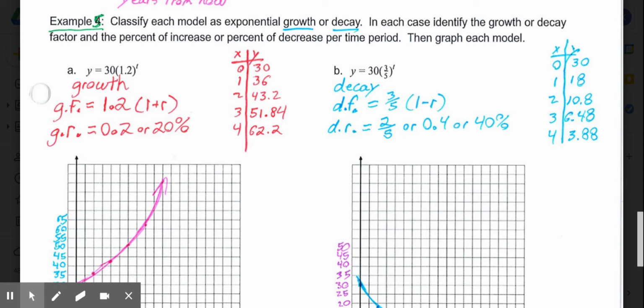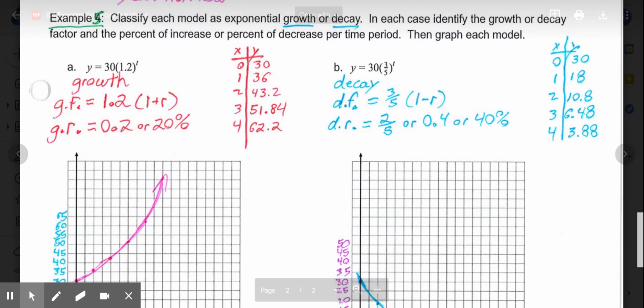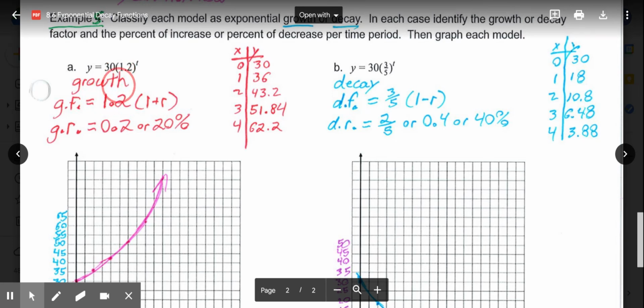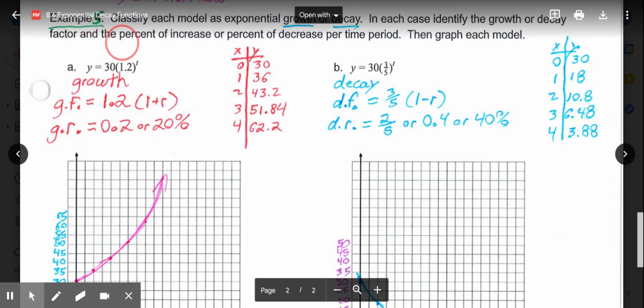Then it says, in each case, identify the growth or decay factor. Our growth factor is simply 1 plus r, or whatever's in the parentheses. So our growth factor is 1.2. Our decay factor, again, is 1 minus r, so whatever is in this parenthesis here would be our decay factor. So 3/5 is the decay factor. Then the last part is asking for the percent of increase or the percent of decrease for each time period.